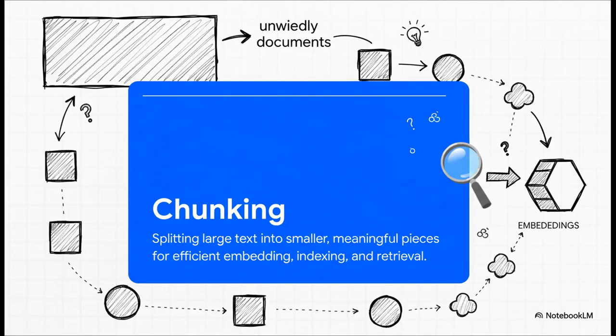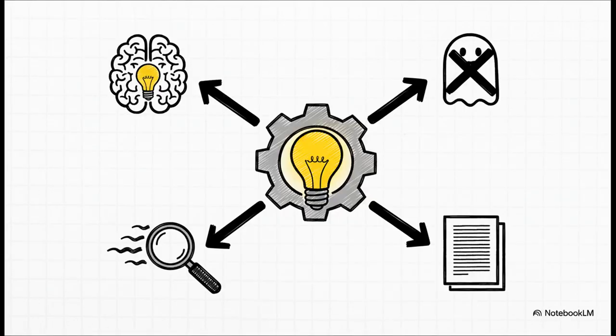At its core, it's the process of breaking down those huge, unwieldy documents into smaller, more digestible bits. But, and this is the most important part, they have to be semantically meaningful pieces. These little pieces, or chunks, are then turned into embeddings and stored, which makes it super easy for the system to find exactly the right one when you ask a question. And getting this right, well, that's what makes it a total game changer.